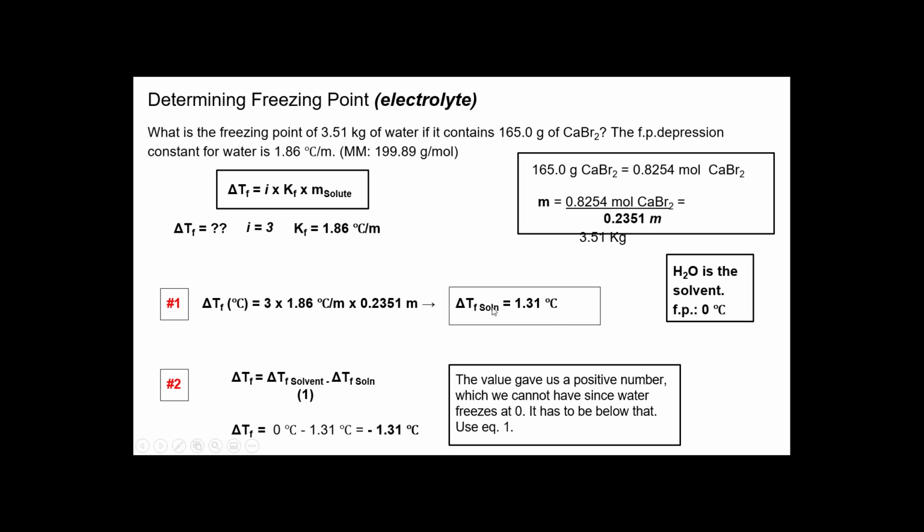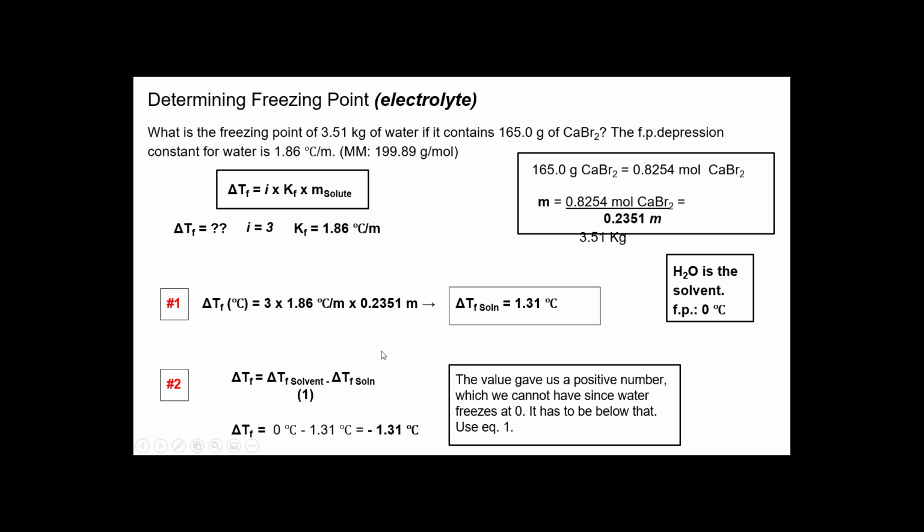Now, we don't want the solution because this is asking for what is the freezing point of water if it contains, so I'm jumping ahead here. So here's the solution. But the delta T is not with the solution. We have to actually work with the solvent and the solution. So you take the water, which is here, minus the delta Tf for the solution, and then we plug that in, and it should be negative 1.31. The value they gave us was a positive number, which we can't have since water freezes at 0.